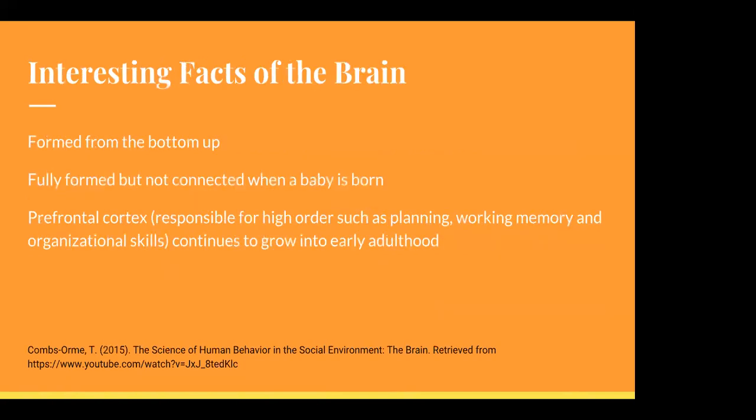And then these are just some interesting facts that I thought tied in really well. Your brain forms from the bottom up, starting closer to your spinal cord and working its way up. By the time you are a newborn, it's actually already fully formed. It's just not connected all the way. But your prefrontal cortex, which is located in that frontal lobe, is responsible for your higher order functions, such as planning, working memory, and organizational skills. And it continues to grow into early adulthood.